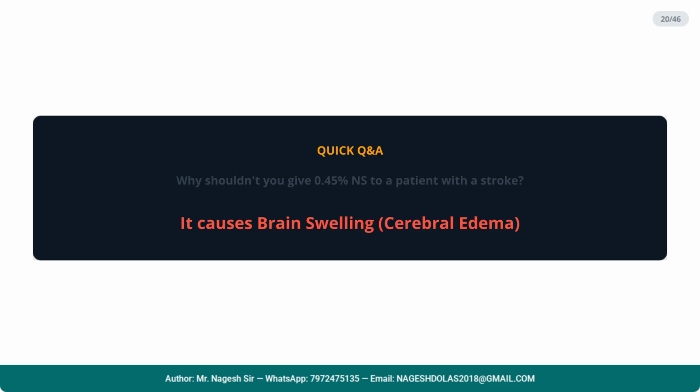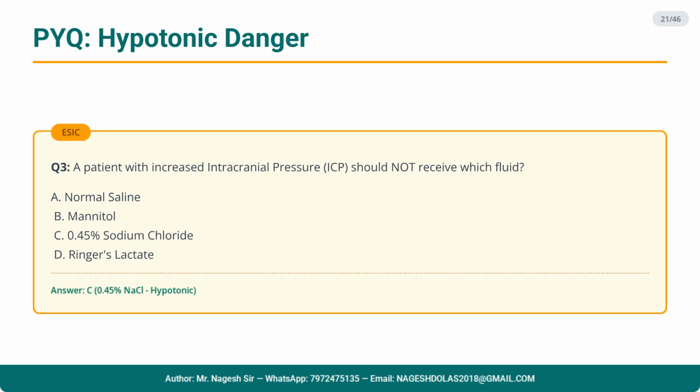Why shouldn't you give 0.45% normal saline to a patient with a stroke? Because it causes brain swelling or cerebral edema. A patient with increased intracranial pressure should not receive 0.45% sodium chloride because it is a hypotonic fluid.